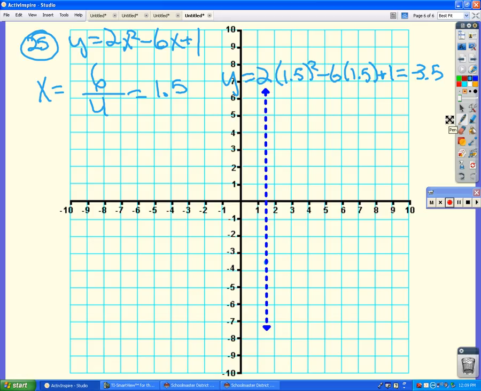Where does this cross the y-axis? At 1. And then you'll have another dot the same distance over here. Where's my original? Oh, right there. And so your parabola looks something like that. Okay?